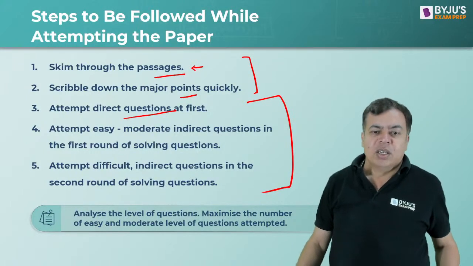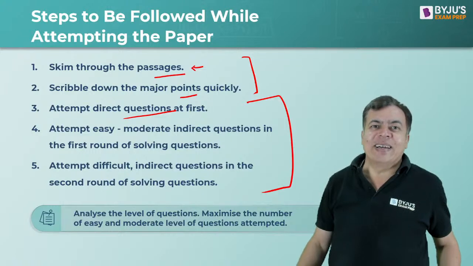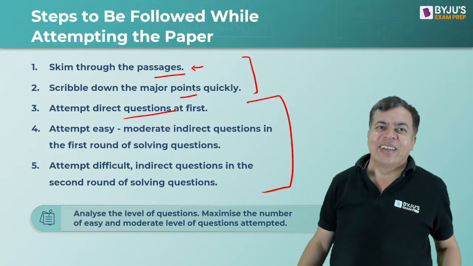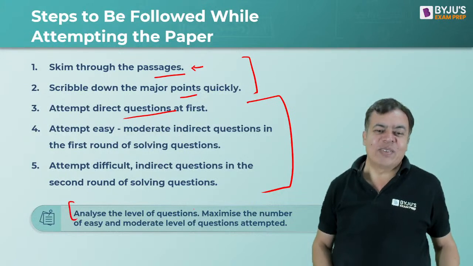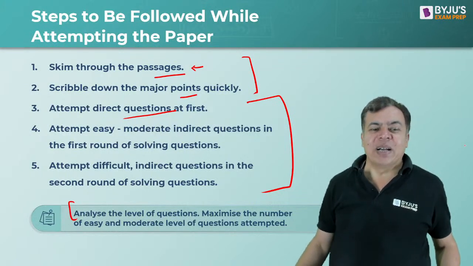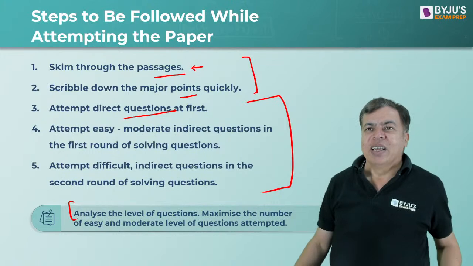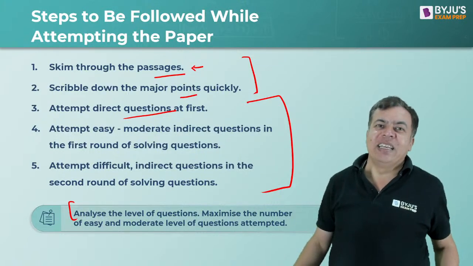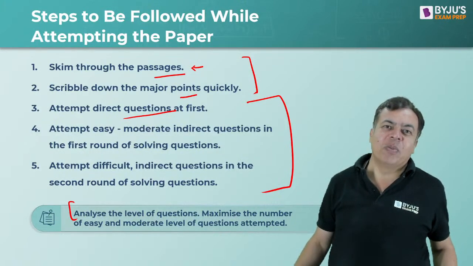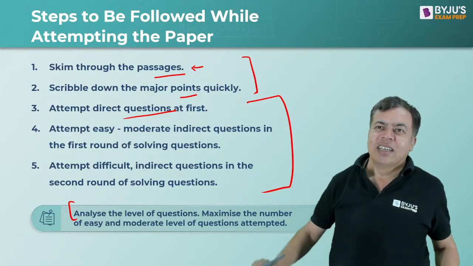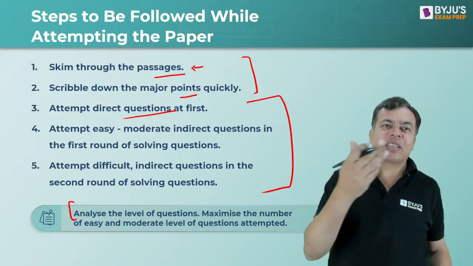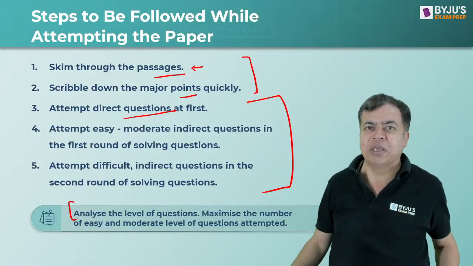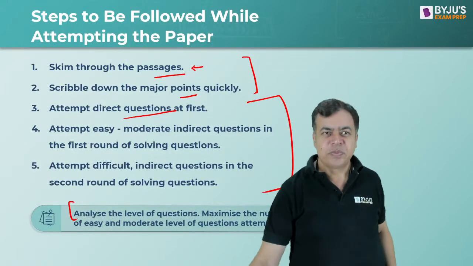So analyzing the level of the question is the key here. We have mentioned that you should analyze the level of the question and maximize the number of easy and moderate level questions you solve, so that you do not miss any easy or average level question. You just keep skipping whatever is difficult, and move to the next question, next question, next question. That should be the key.